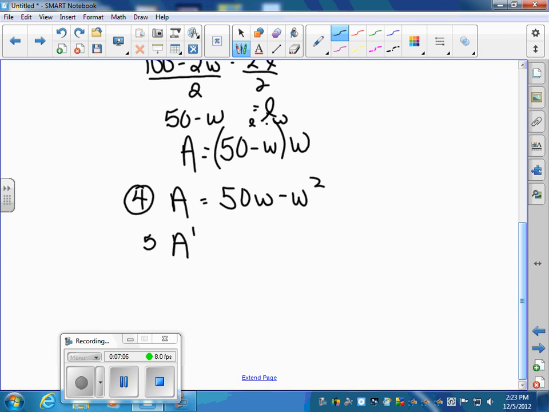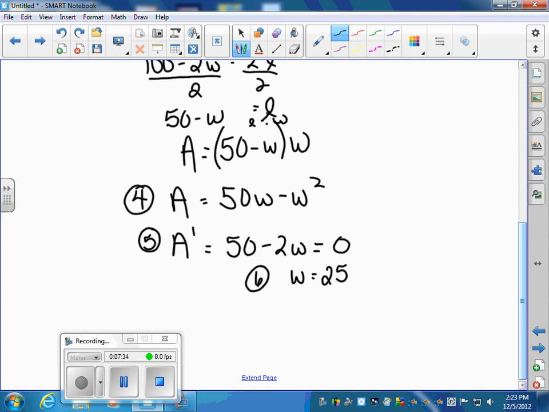That's step number 5. Okay. So we take a derivative. We get A prime would be 50 minus 2W. Set that equal to 0. And now I'm going to get my critical point is 25. And that was step number 6, to find the critical point.